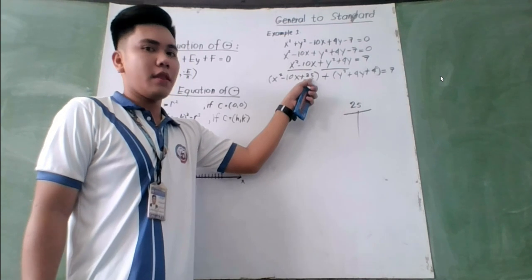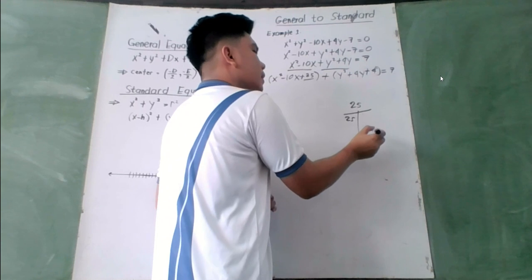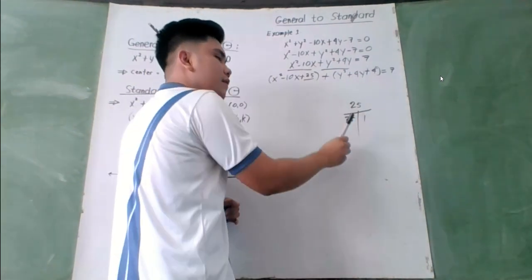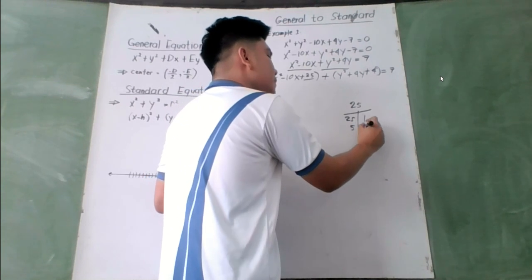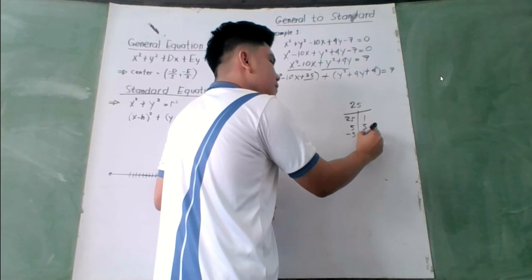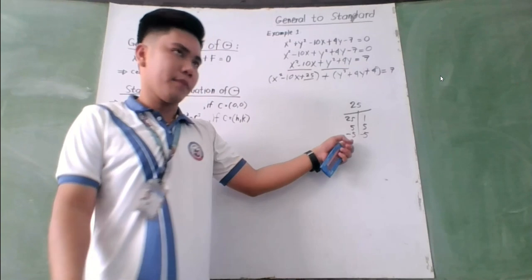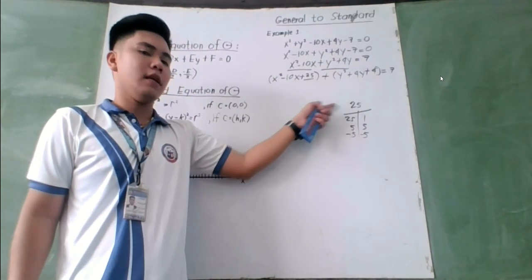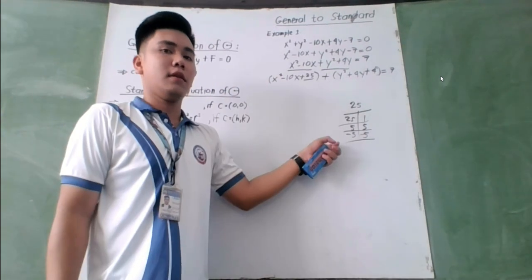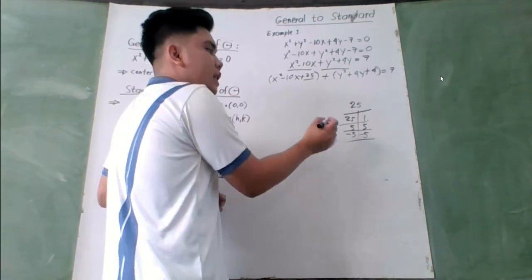25, which is the third term. Find the factors. Maybe we can have 25 times 1, that is equal to 25. Maybe we can have 5 times 5, that is equal to 25. Maybe we can have negative 5 times negative 5, that is positive 25. But the question is, if you are going to sum these pairs, will it be equal to negative 10, the center? Okay, so let us see.